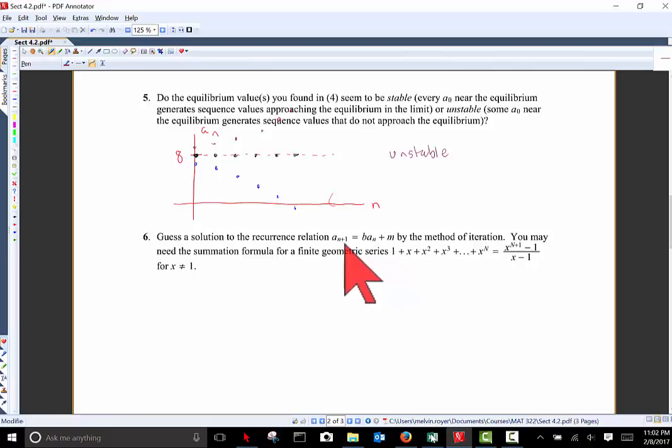What's the population in year 1000? Well, I have to do it by using A0 to get A1, and then A1 to get A2, A2 to get A3, A3 to get A4, and so on. I'd like to be able to have a formula in terms of n, where I could just feed in n equals 1000 and immediately crank out the population in year 1000.